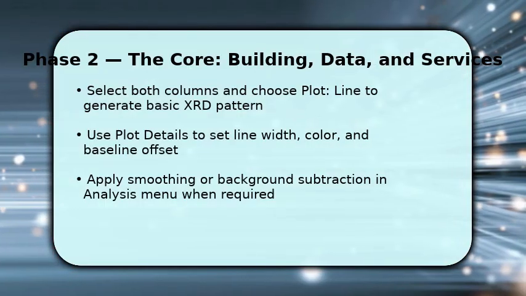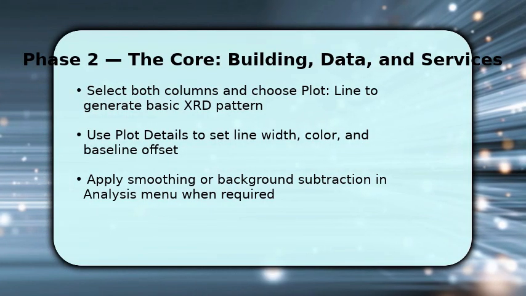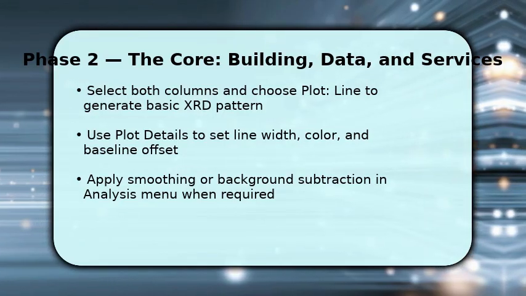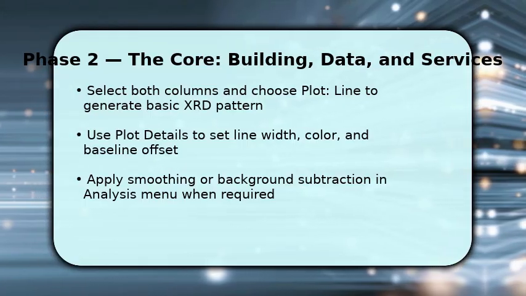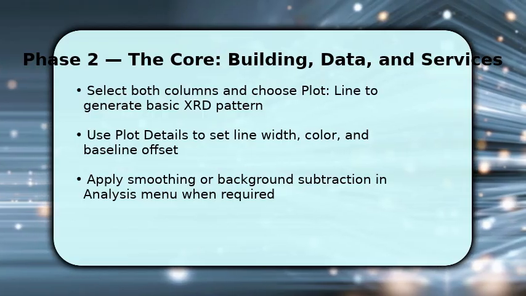With data ready, select both columns and create a line plot. Origin will draw intensity versus 2θ. Next, open plot details to adjust line width, color, and add markers for clarity. This improves peak visibility. For background removal, use analysis, peak and baseline.